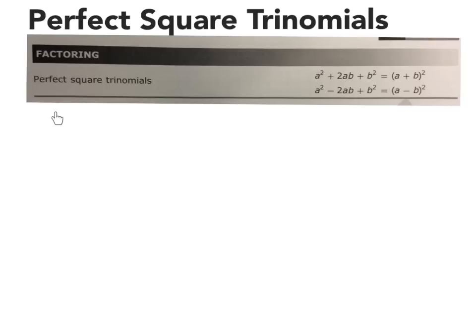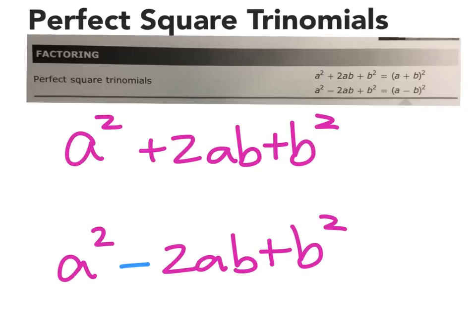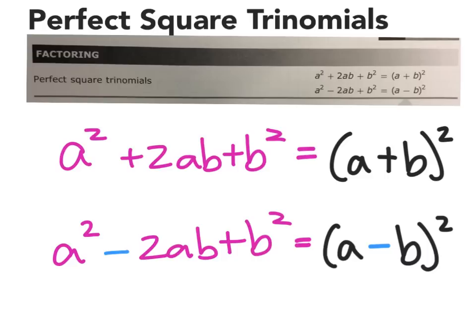This is straight from your formula chart, so you do not have to memorize these formulas. But it's anything of the form a squared plus 2ab, or maybe minus 2ab, plus b squared. They can factor down to (a plus b) squared or (a minus b) squared, and this minus tells us this minus is right here. If you're wondering what this a squared and b squared are, they're simply perfect squares. Numbers like 4, 9, 16, things like that.